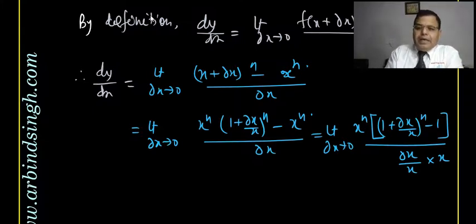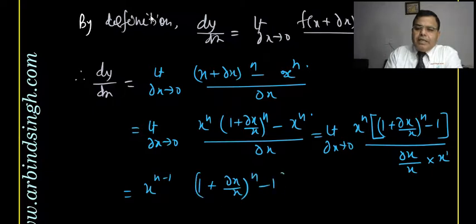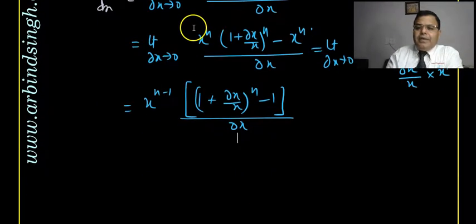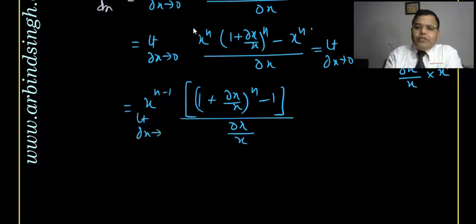You will get x to the power n minus 1, this power will be subtracted from the n, and now this is [(1 plus delta x by x) whole to the power n minus 1] whole divided by delta x by x, and limit delta x tends to 0.